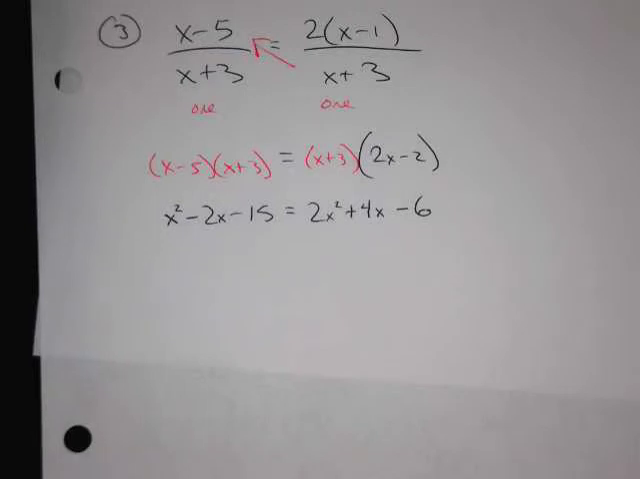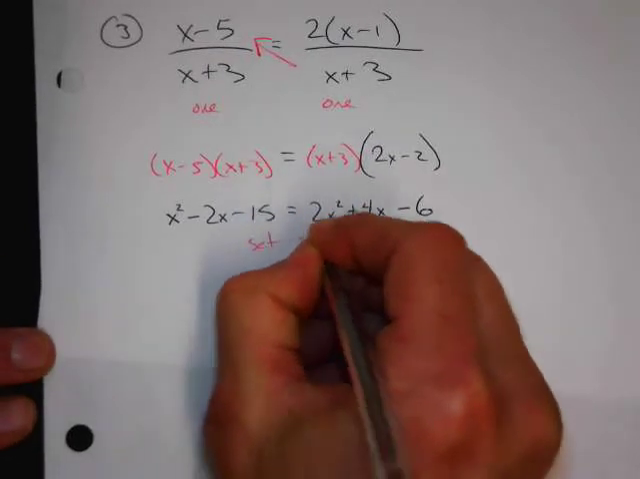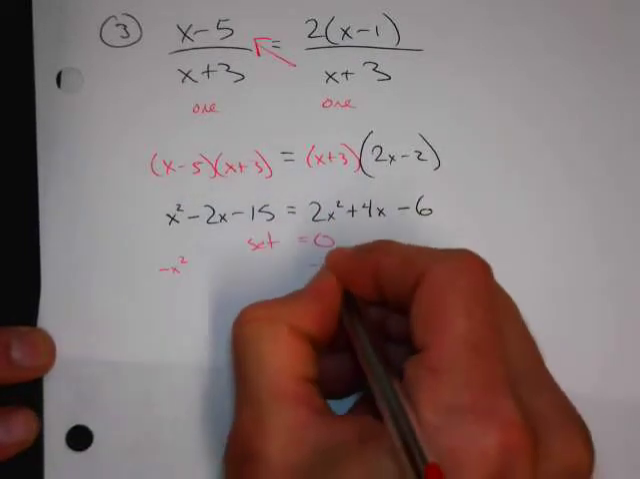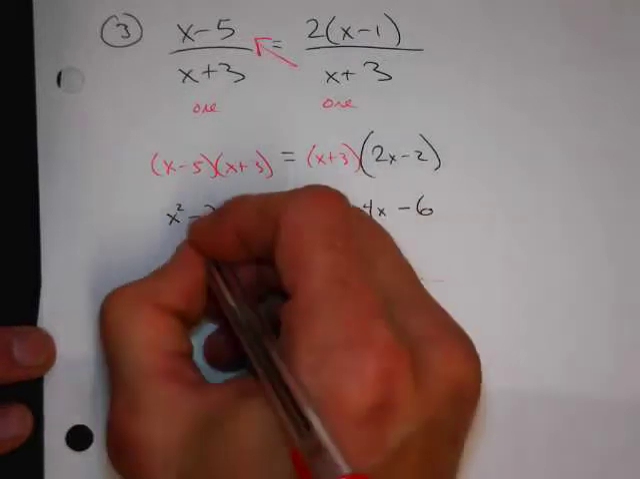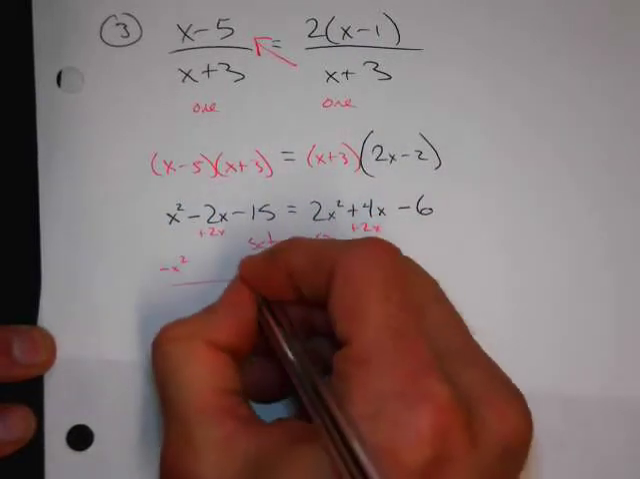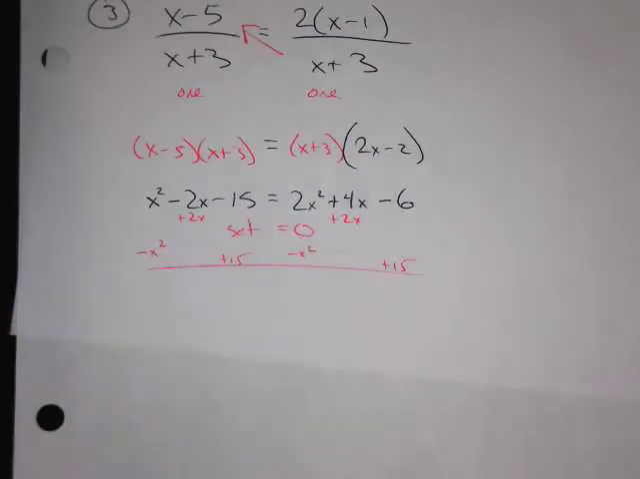I'm going to undo things and set it equal to 0, if you remember that. So I'm going to set everything equal to 0. I'll subtract x squared from both sides, and then I'm going to add 2x on both sides, and I'm going to add 15 on both sides. Okay, so those are from the previous lesson on solving polynomial equations, right?